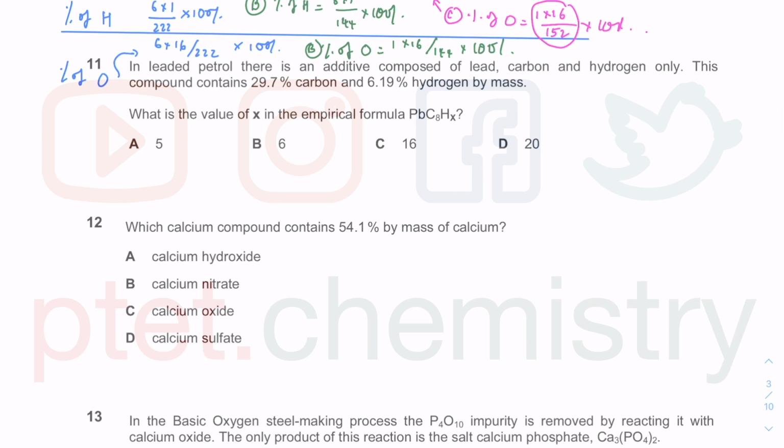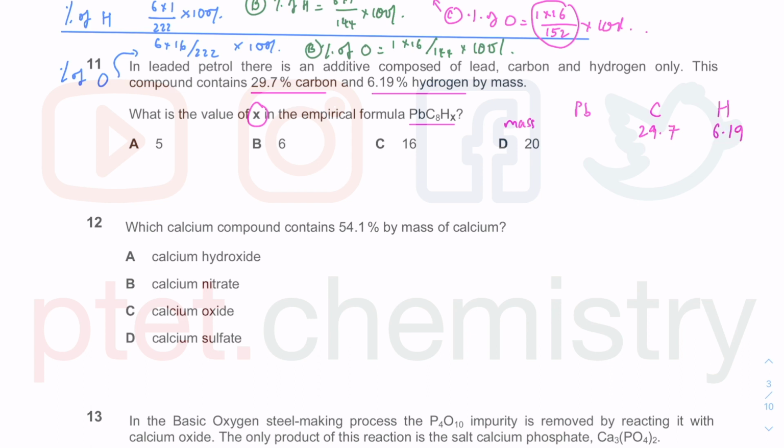Question 11 is again about empirical formula. So I want PbC8Hx. I want to know how many hydrogen in this simplest whole number ratio. So I've got Pb, I've got carbon, I've got hydrogen. So in terms of masses, I have 29.7% carbon, I have 6.19% hydrogen, but I have three things.